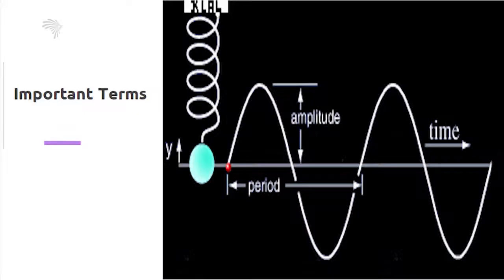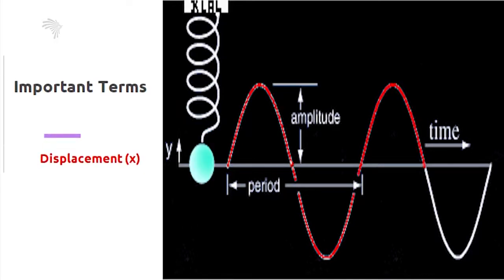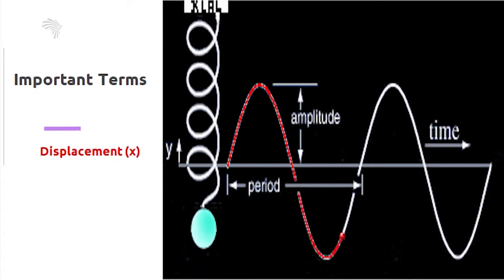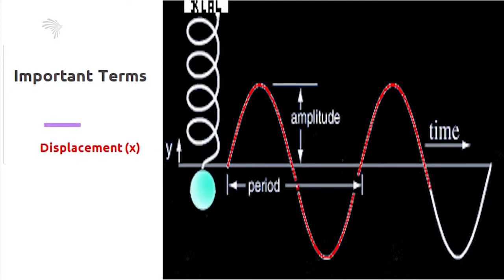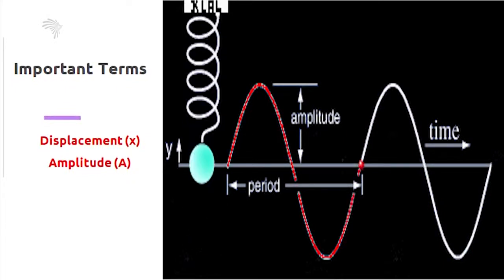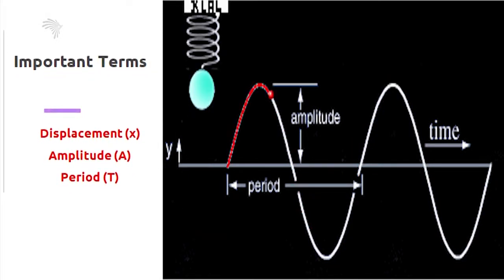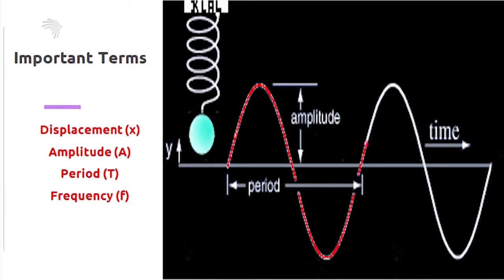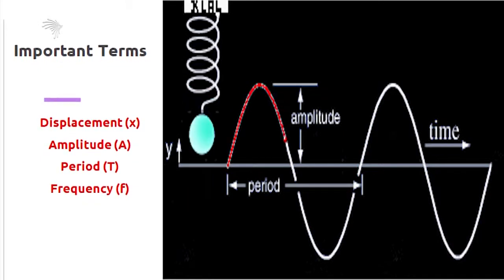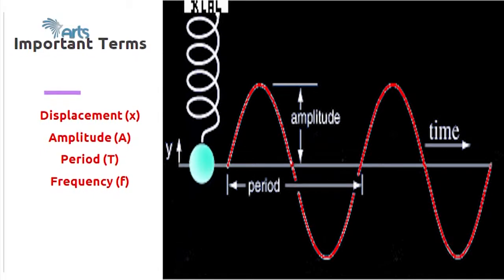The following are some of the important terms that we use to describe simple harmonic motion. Displacement. The displacement x of an object executing simple harmonic motion is the distance moved by it in a specific direction from the equilibrium position. Amplitude. The amplitude is the maximum displacement of the oscillating object from the equilibrium position. Period. Period is the time taken by the oscillating object to complete one full cycle. And another important term is frequency. Frequency is the number of full cycles completed by oscillating objects per unit time. The unit for measuring frequency is called Hertz, and 1 Hertz is equal to 1 cycle per second.